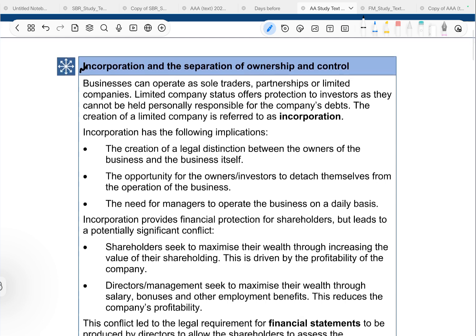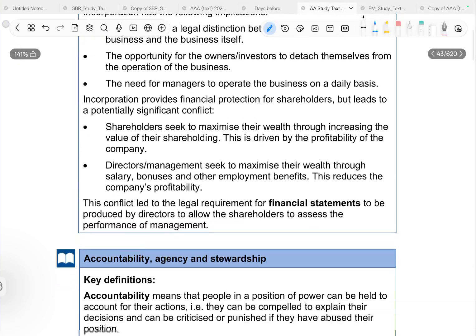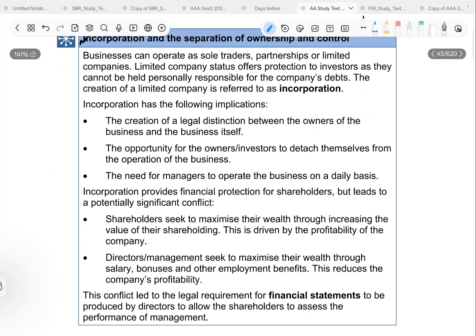The process of creating a limited company is called incorporation. So, what happens when a company is incorporated? When incorporation happens, a few very important things change. First, there is now a legal distinction between the business and its owners. In simple words, the company becomes a separate legal entity. This means the company can own assets, enter contracts, take loans, even be sued, all in its own name, separate from its owners.